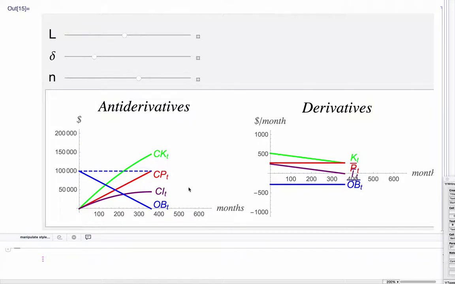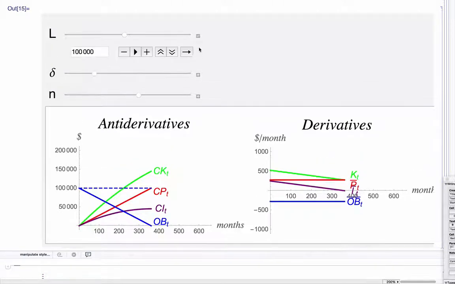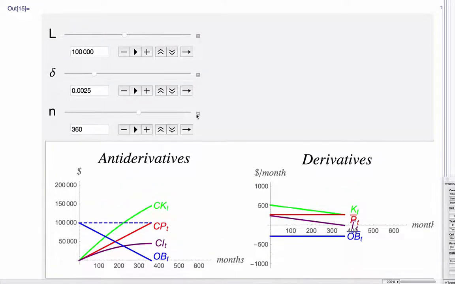So for this context, what's different? The graphs are basically pretty similar, except there are some differences. No matter what L, delta, and N are here, OBT is a straight line going down. Therefore, CPT is also straight, going up. Those have to add to give you L, the loan amount. We still see that CIT is increasing in concave down and has a slope equal to 0 at time n.